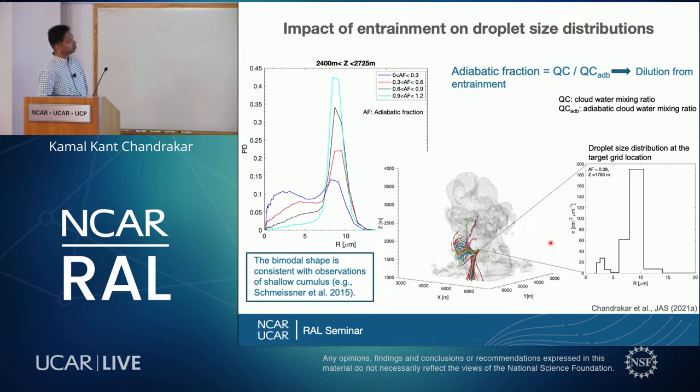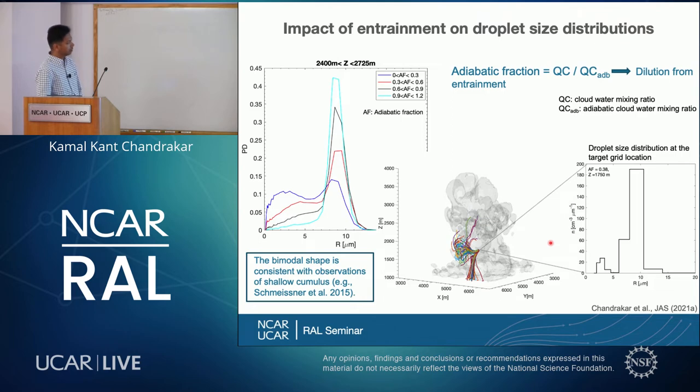So a value close to one means the parcel is less diluted, and a value close to zero means the parcel is highly diluted. So for the less diluted case, we get a narrow distribution. And with decrease in adiabatic fraction, we get broadening of the distribution, especially on the left side. So you get this left shoulder developing in the distribution. And for the highly diluted region, we get a bimodal shape. This is consistent with the observation of shallow cumulus cloud and also some earlier studies with simpler models.